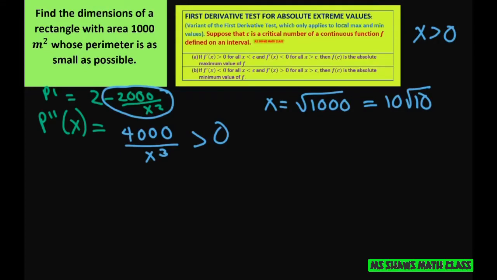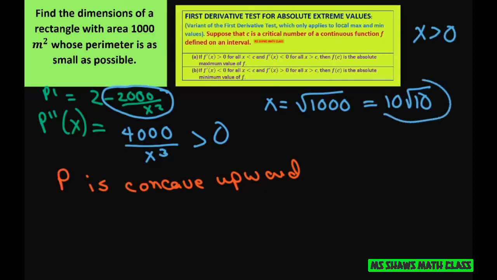That means our perimeter is concave upward throughout its domain. All right. So that means this is a good number. That's going to be your minimum value.